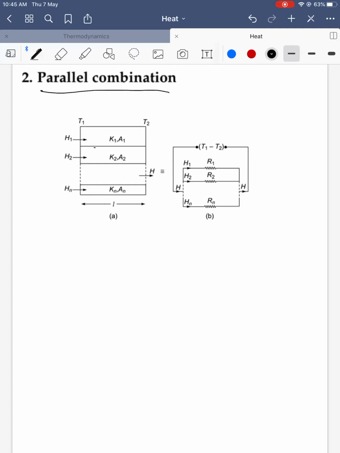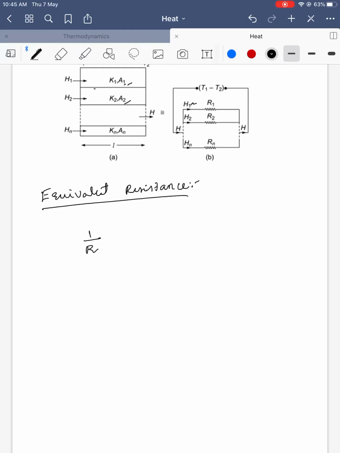So n different rods are given and each has a different area A1, A2 and different thermal conductivity K1, K2 and up to Kn. And it is compared like electricity, and here H1, H2, Hn are the heat flow rates. So for the parallel combination, what is the equivalent resistance? 1 by R equivalent is equal to 1 by R1 plus 1 by R2 plus and so on plus 1 by Rn.